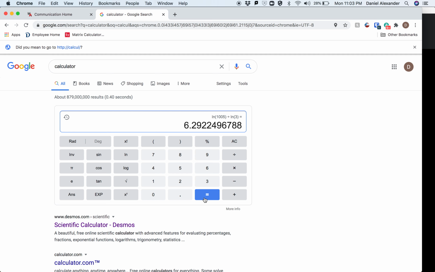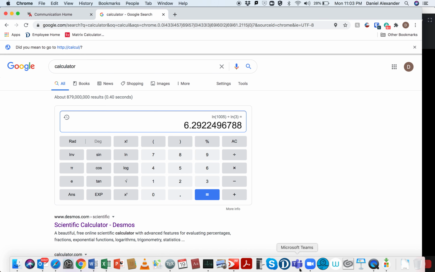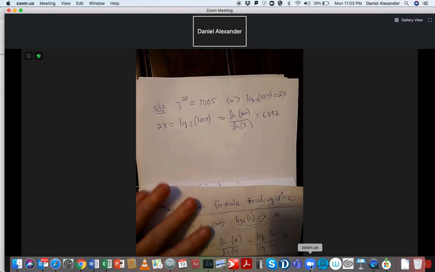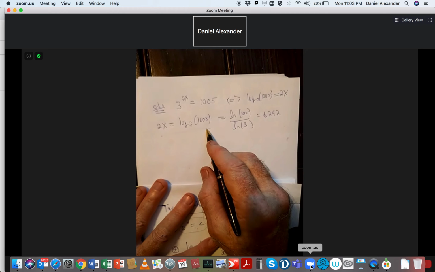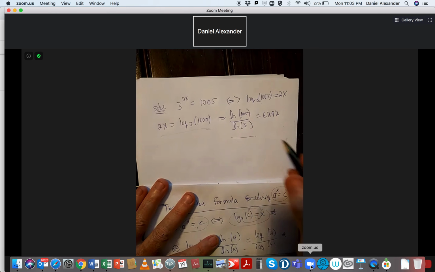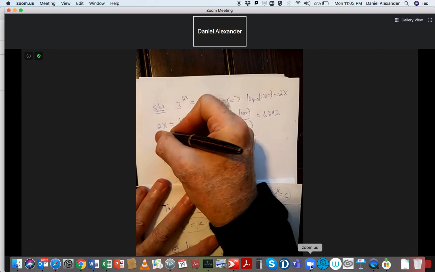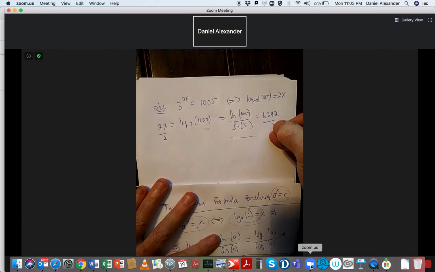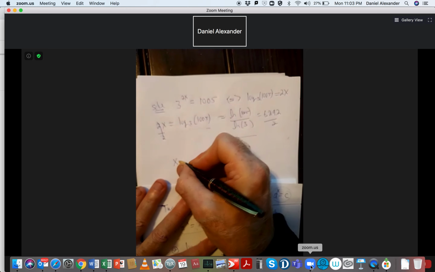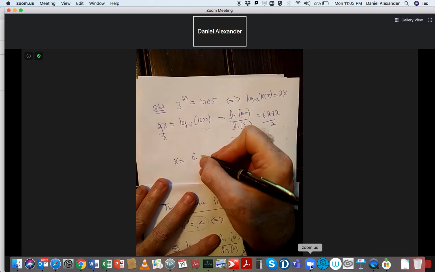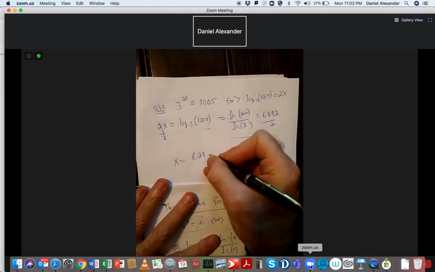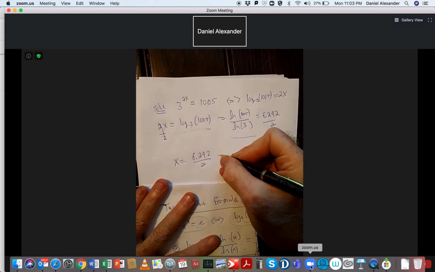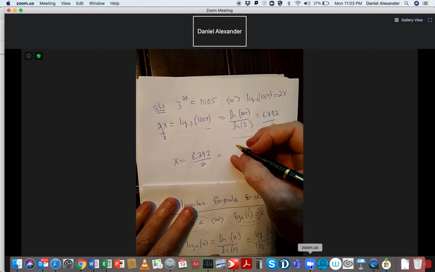Now remember, 2x is going to be equal to this, so I'm going to divide this by 2. Again, I'm going to look at the picture. We have 2x equal to this. We did the log conversion formula. We got 6.292. So 2x is this, so I have to divide both sides by 2. So my x is going to be equal to 6.292 divided by 2.